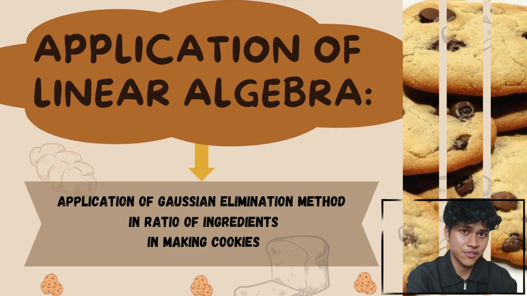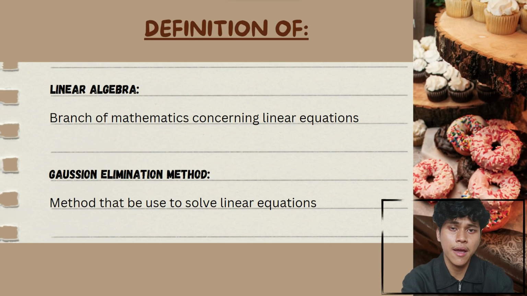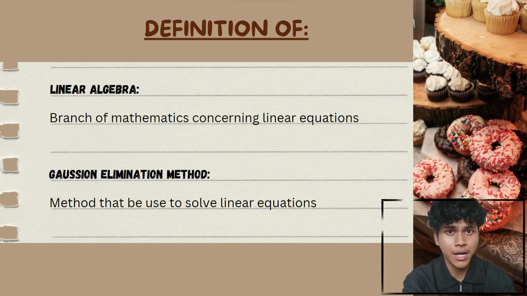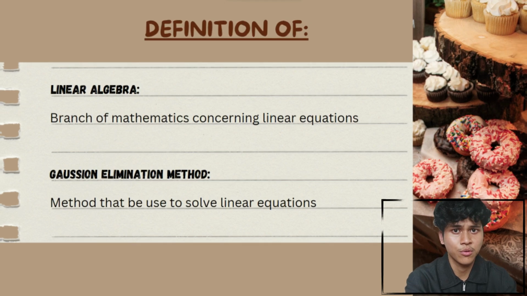So what is linear algebra and what is the Gaussian elimination method? Linear algebra is a branch of mathematics concerning linear equations, while the Gaussian elimination method is a method to solve linear equations. Now, you all might be wondering what our problem statement is in this case study. So, I will pass to my group mate Ame to explain more.